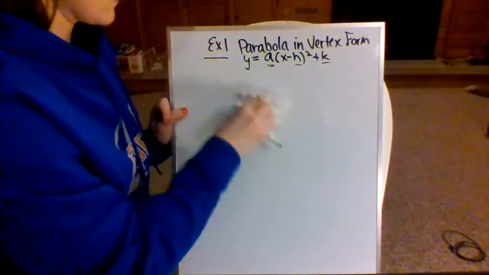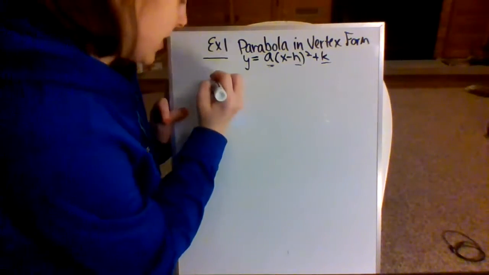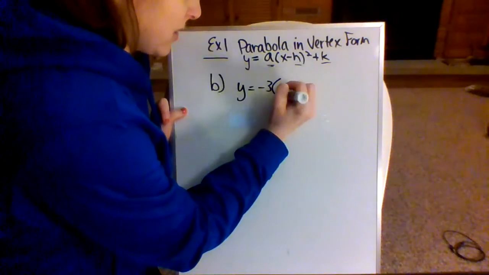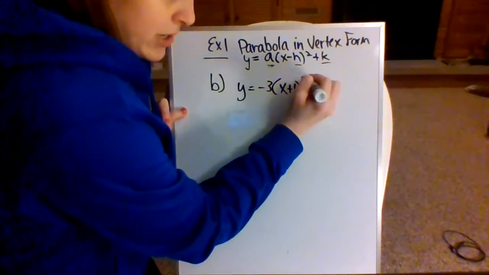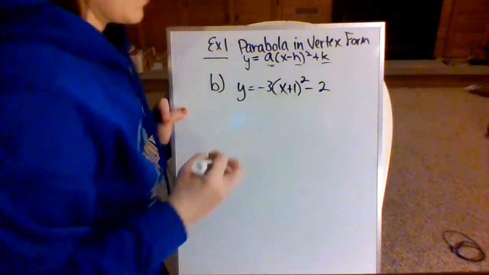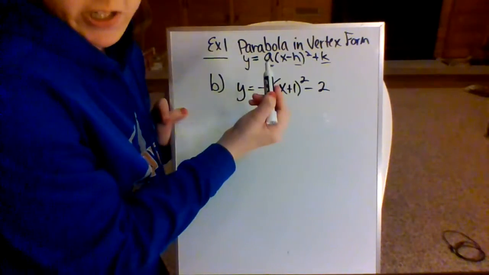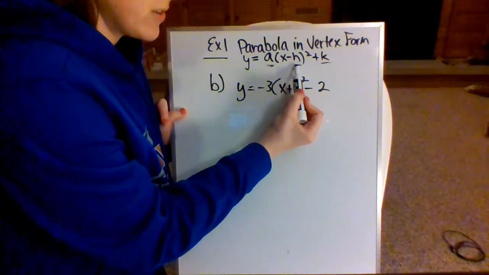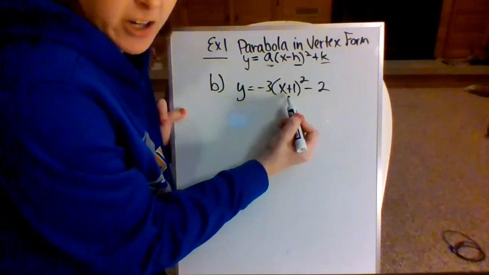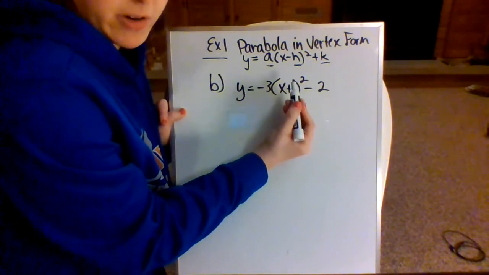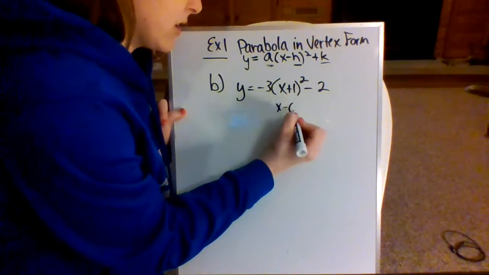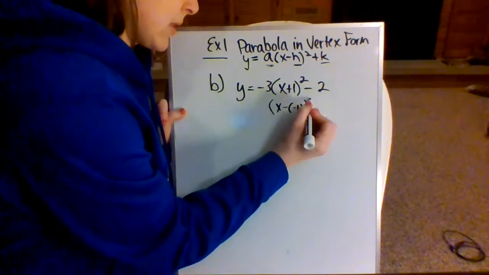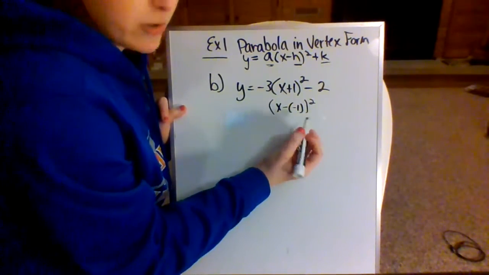Alright, part B says y equals negative 3 times x plus 1 squared minus 2. Alright, so we're going to compare it to the generic formula again. Now remember that x minus h, that means h is positive, but here I have x plus 1 squared. So that's actually the same as if I was subtracting negative 1. So we're going to say that our h value is negative 1.